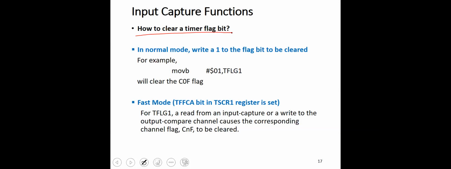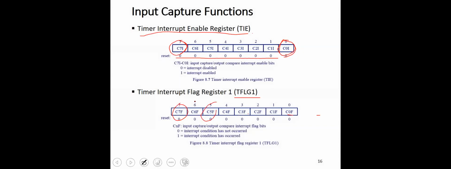The same case applies to the input capture flags, or the channel flags, because these channel flags are not only used with the input capture; they are the same for output compare. So if you look here, these are the input capture and output compare interrupt flags. These flags are the same for the input capture and the output compare. That's why you can't enable both functionalities for any channel at the same time.